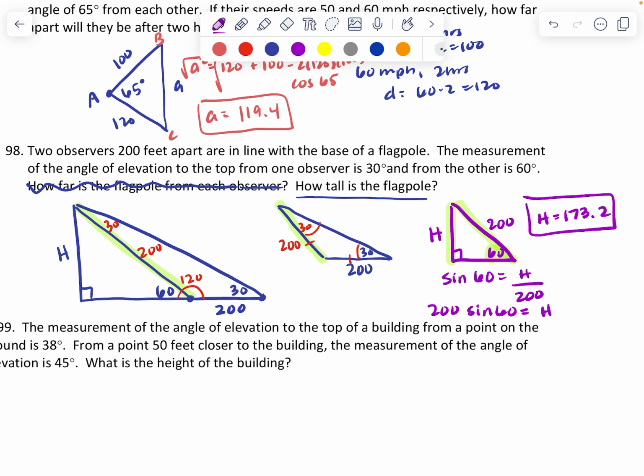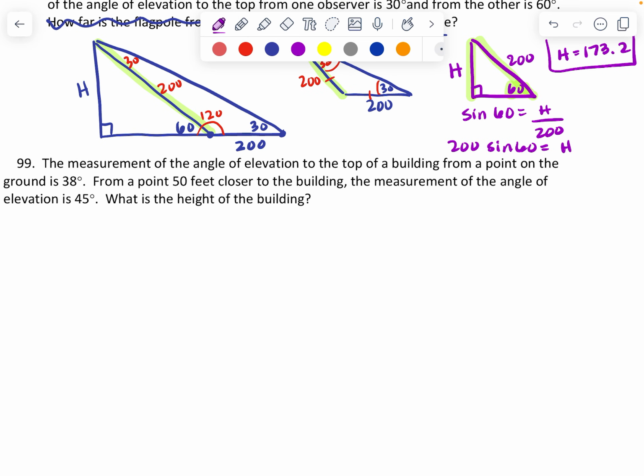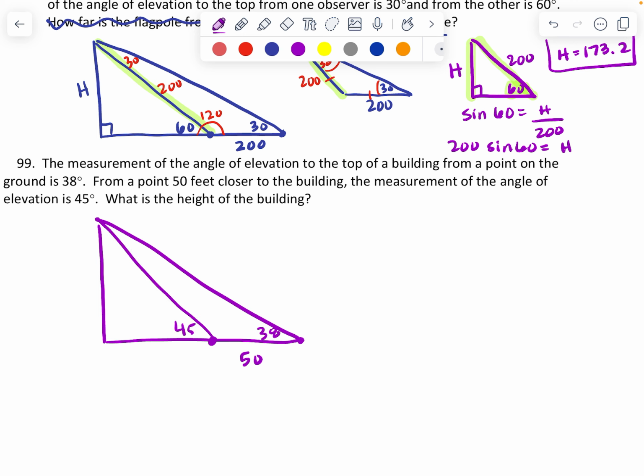Okay? And then the last one. I apologize, these do not really match up to the numbers on the actual test, but this should be 128 on your review. The measurement of the angle of elevation to the top of a building from a point on the ground is 38. So again, I have a building. I have a point on the ground and I'm looking up at it. This is 38 degrees. From a point 50 feet closer to the building, the measurement of the angle is 45 degrees. Exactly the same question. What is the height of the building? Look, we've done so many of these. Why don't you try to do it and see if you get the right answer, and then maybe pause the video, and then you can double check.